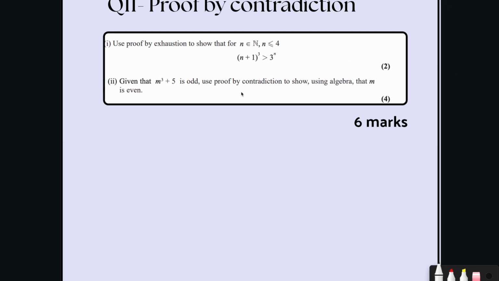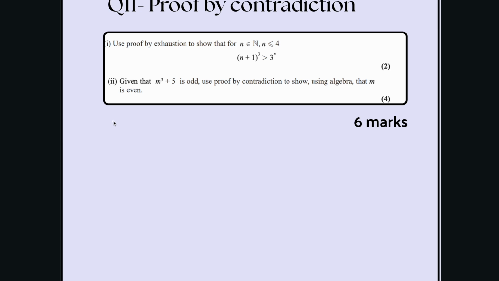Okay. Next one is a lovely proof by exhaustion. Proof by exhaustion is basically a proof where you exhaust all the different possibilities that you can have. Okay, so here it says use proof by exhaustion to show that for n a natural number, so 1 to infinity, and n is less than or equal to 4, that n plus 1 to the power of 3 is greater than 3 to the power of n.